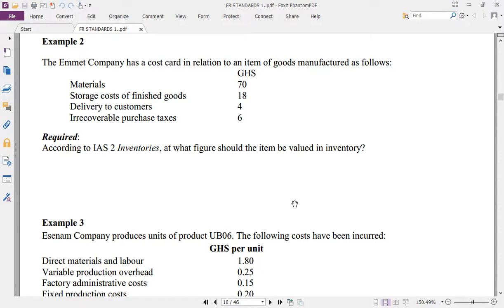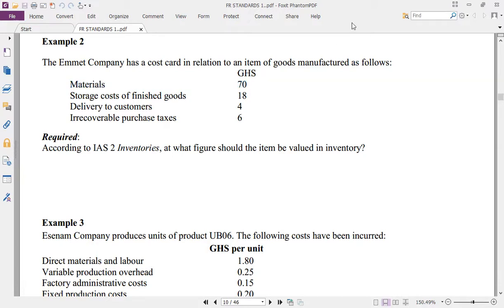So when we see this, we are asking for the initial measurement. Initial measurement of inventory must be at what cost? The cost comprises what? 1, purchase cost. 2, conversion cost, and lastly, any other cost. So material is a purchase cost. They bought material, so material costs have to be part of the purchase cost. That's the material cost. What about storage cost of finished goods?